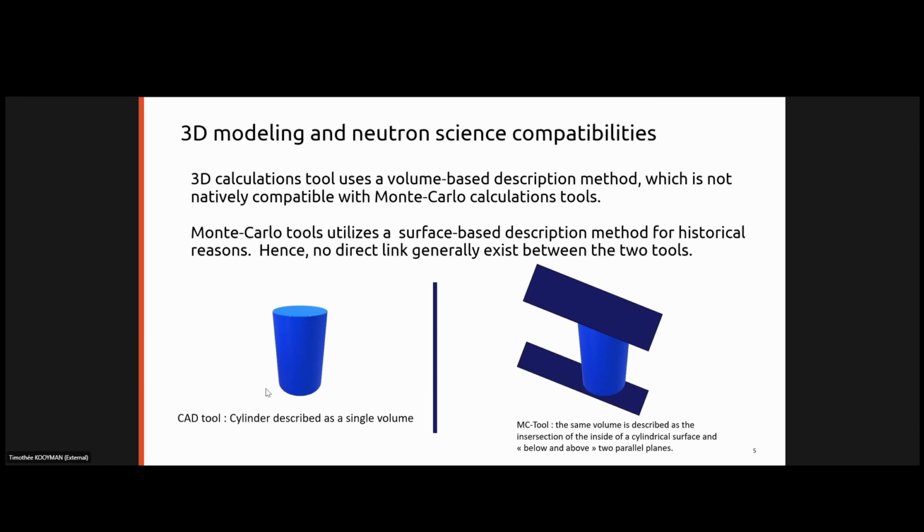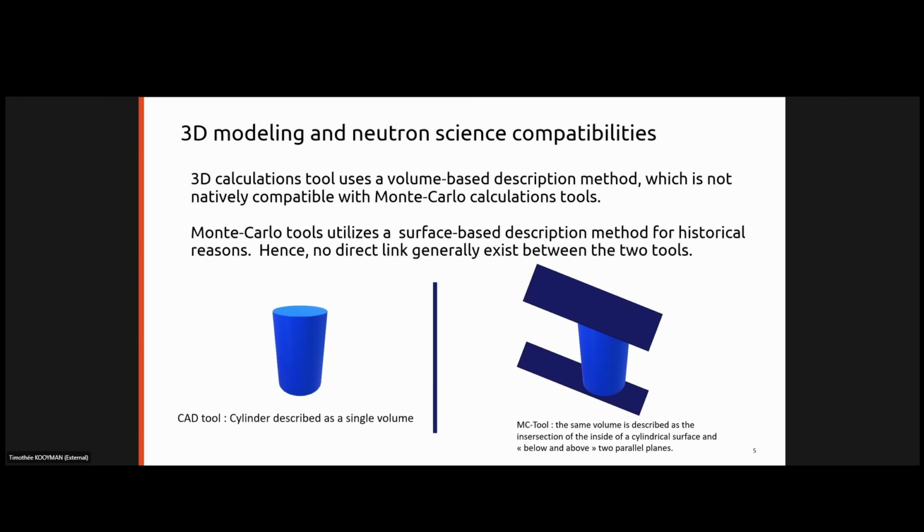On the left-hand side, you've got a cylinder, which for a CAD tool is a single volume. And on the right hand side, if I want to describe this cylinder in a Monte Carlo code, I need to say that this cylinder is in fact a region of space which is defined as the inner part of the cylinder intersected by everything which is above this plane here and below this plane here. So this is a surface-based description method which is used for historical reasons, and because in a typical PWR assembly, you've got squares and cylinders, and that's it. So there is no need to go into more details.